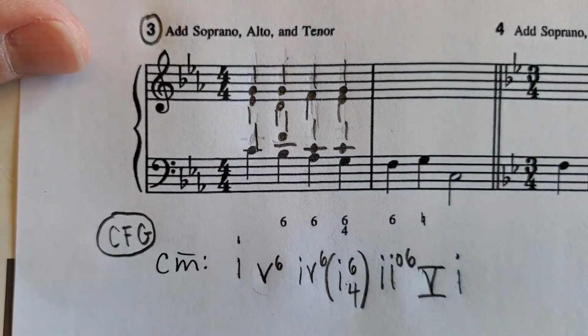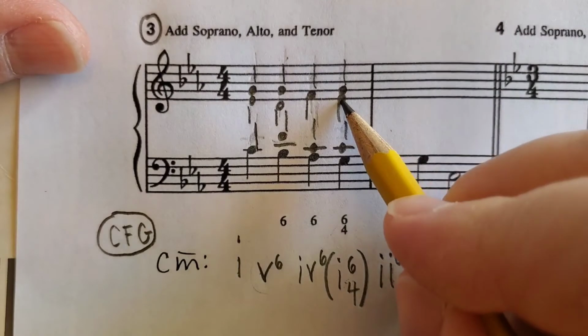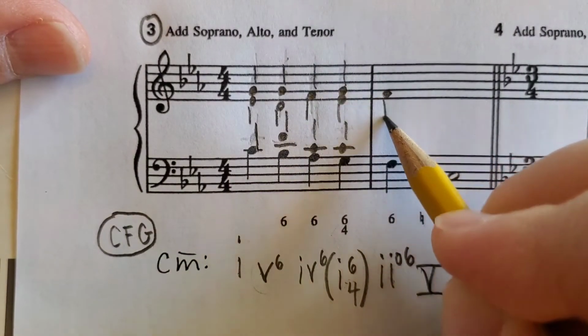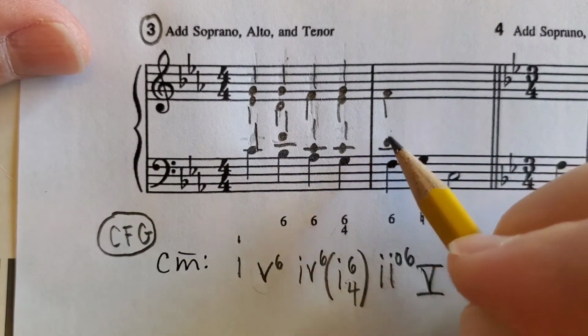Remember to double the bass here. Okay, D, F, A flat is this chord. We want two Fs. I can write the other F here. We also need a D and an A flat.